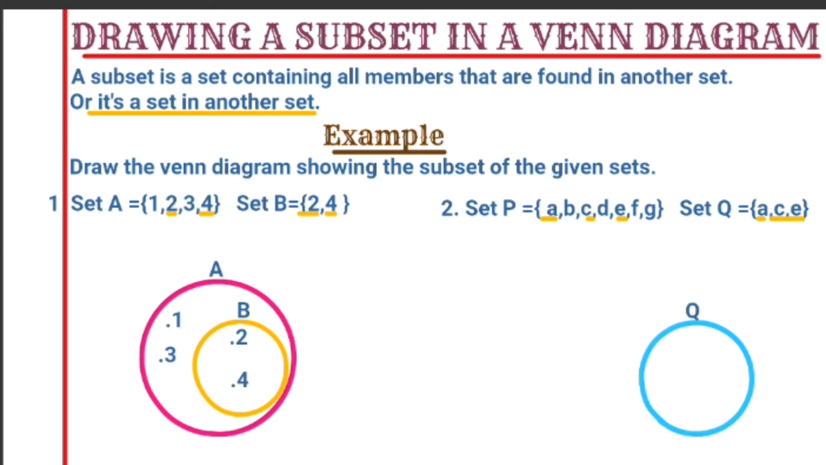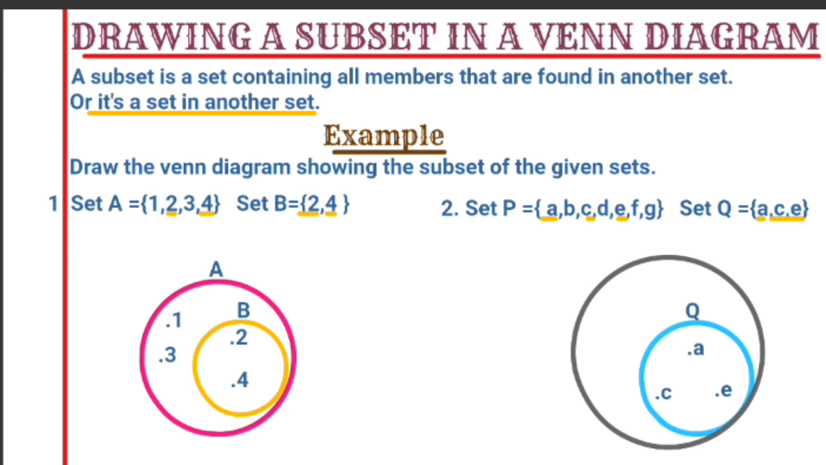Okay, so now we have written set Q. We are going to record the members of set Q inside the circle. The members are A, C, E. These are the three members of set Q. Now we are supposed to draw the circle for set P. So let's draw the circle for set P. It will be big and set Q will be inside. After that, let's identify those members that are not underlined.